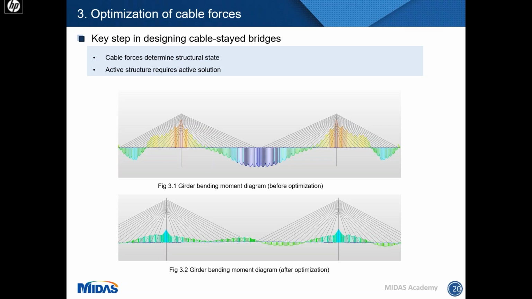However, by adjusting cable forces, the bending moment can be reduced dramatically. It can be reduced to figure 3.2. We can see the bending moment is much smaller, and so we can save a lot of money. And in my opinion, the optimization of cable forces may be the most important and also the most difficult part during designing a cable stayed bridge.